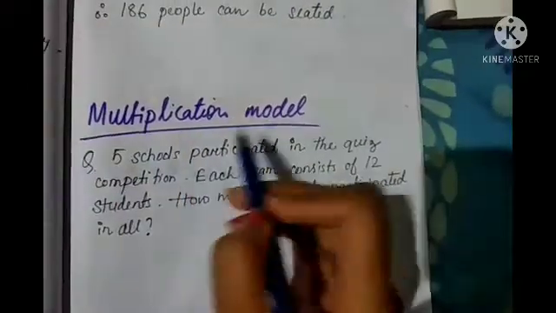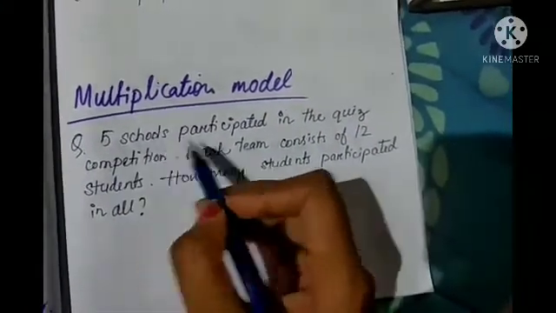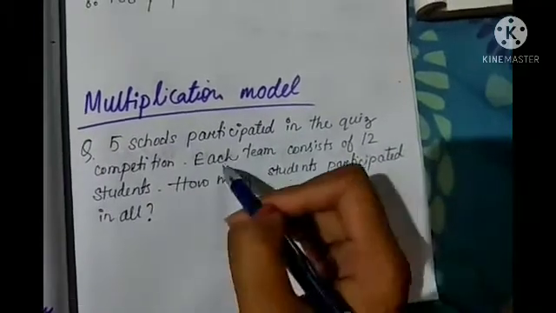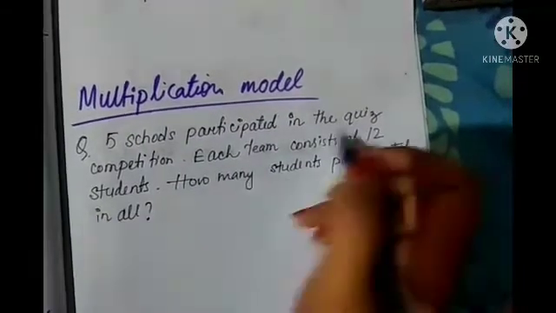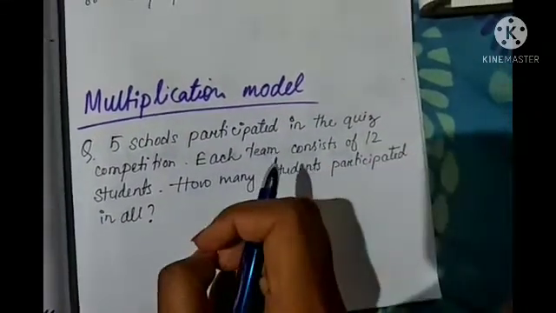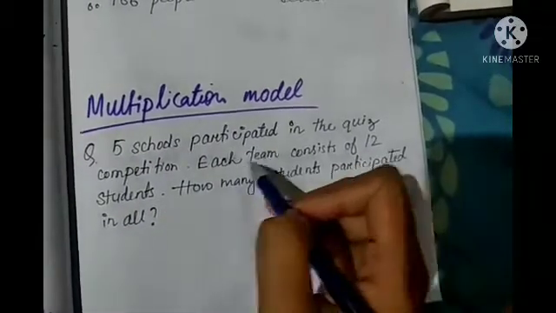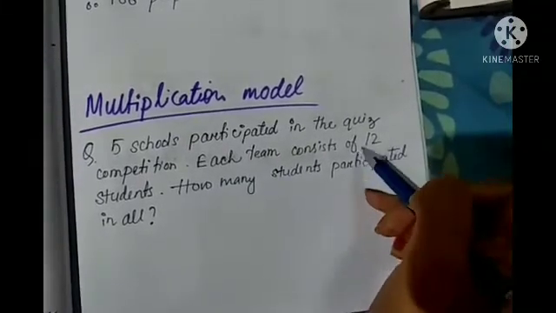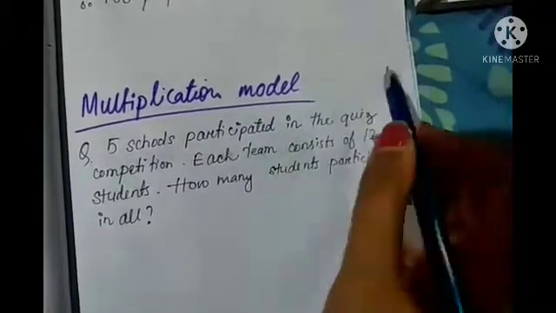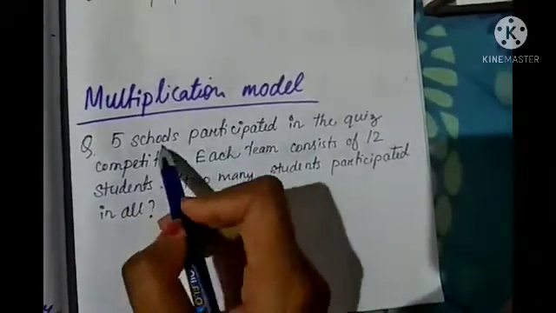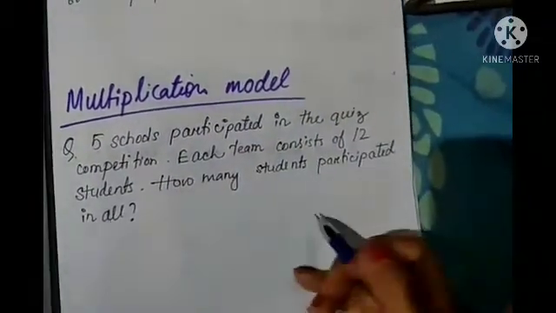Next up we have the multiplication model. Okay, so let's see the question first. 5 schools participated in the quiz competition. Each team consists of 12 students. How many students participated in all? So I think you understood the question, students. There are total 5 schools, and each team consists of how many students? 12. That means from one school 12 students, then another team will be 12, 12, 12, like that. And total 5 schools. From 5 schools 5 teams are participating. So we have to find out how many students participated in all.